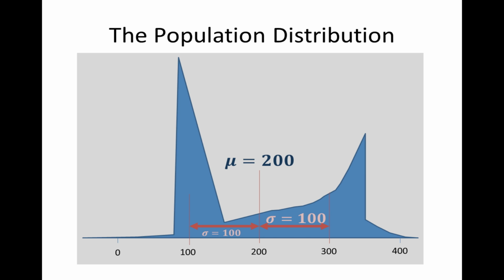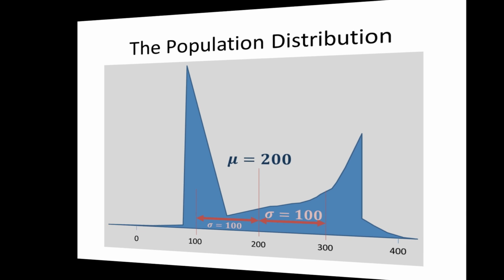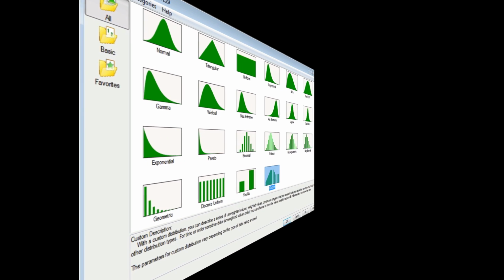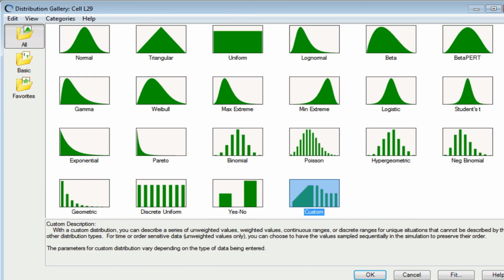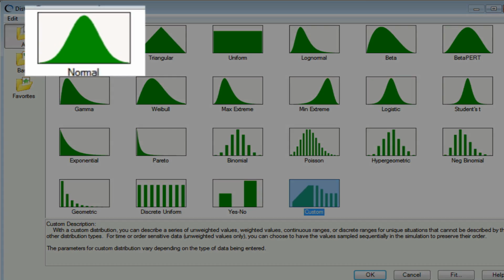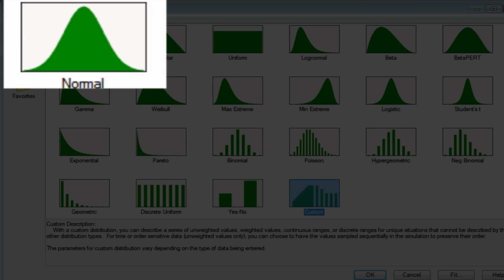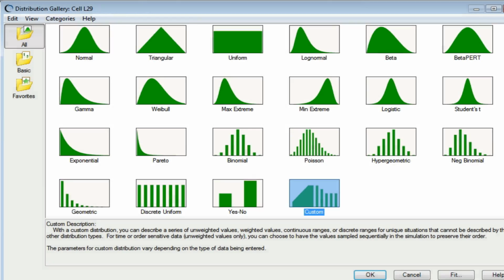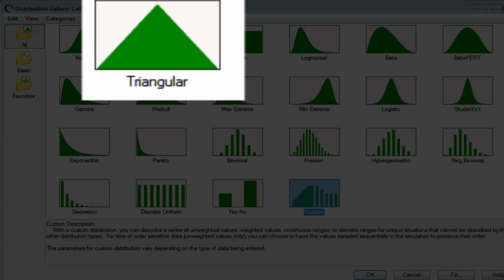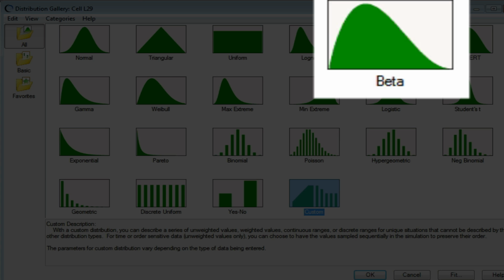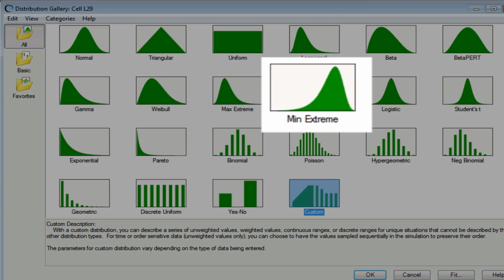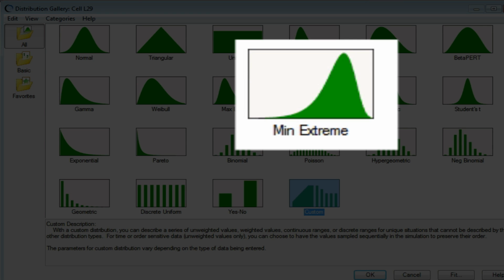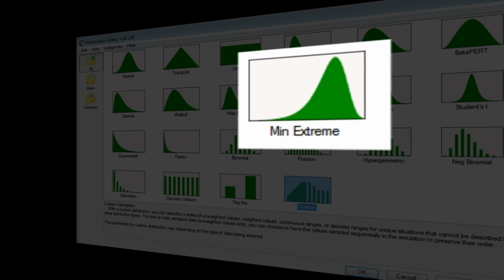Recall that the population distribution in tutorial 3A looked something like this. If you are interested in how I generated this distribution, here is what I did. I start with the distribution gallery that Crystal Ball offers us. I thought a normal distribution should somehow impact our population distribution. I thought a triangular distribution seems to be easy to work with. I know that a beta distribution can assume almost any kind of shape you want to give it. And finally, I wanted to have something that is right extreme, so the minimum extreme function with its mode height towards the right hand side looked good to me.